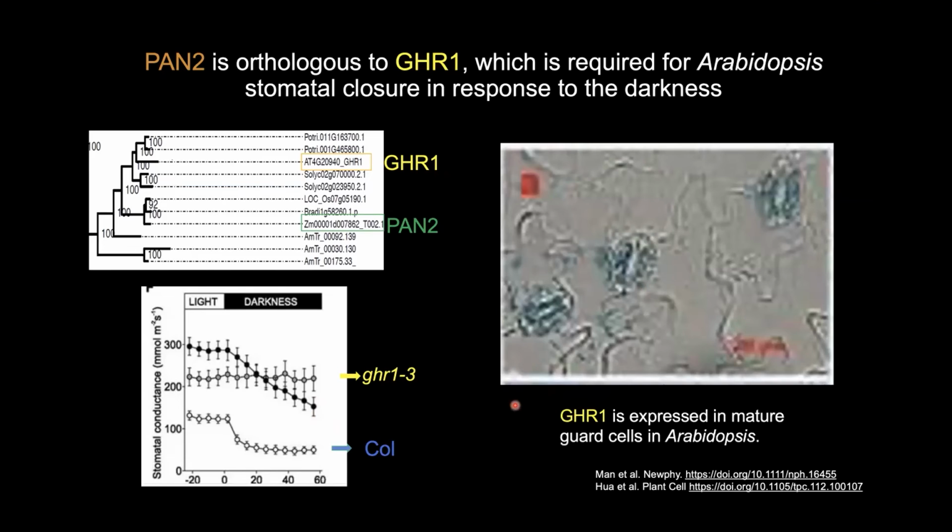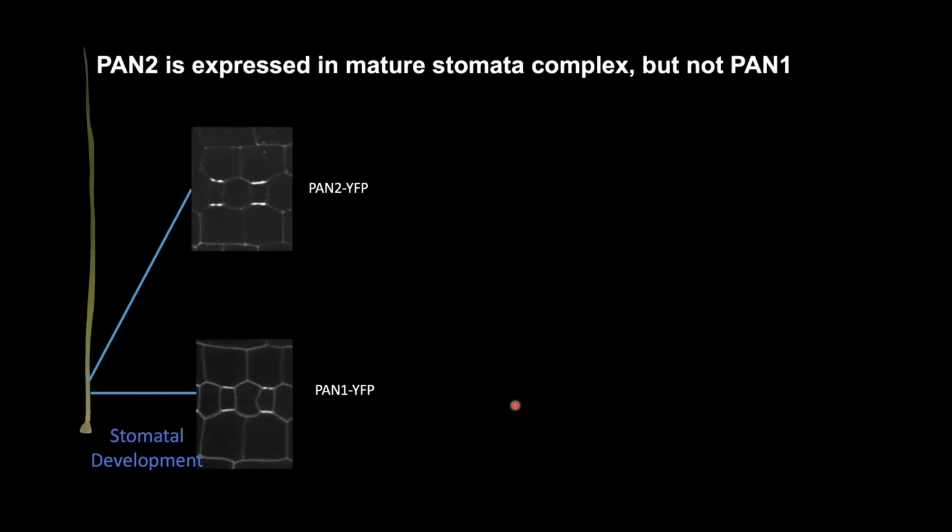So I looked at the expression of PAN2 and PAN1 in both the developing part and the mature part. As you can see here, in the stomata development process, PAN1 and PAN2 both exist and are expressed very well, which is consistent with previous studies.